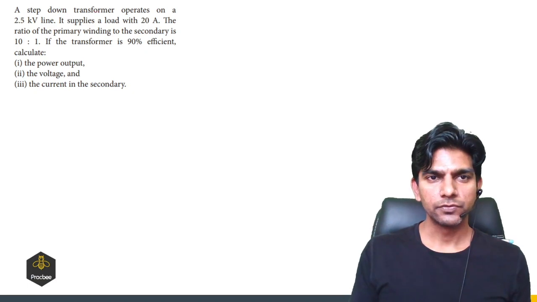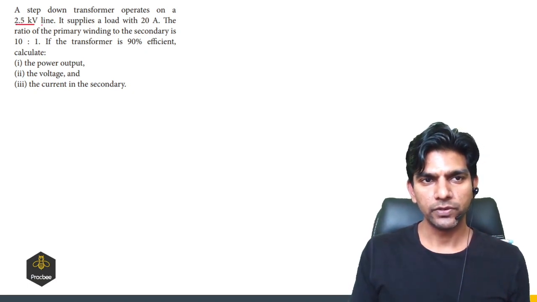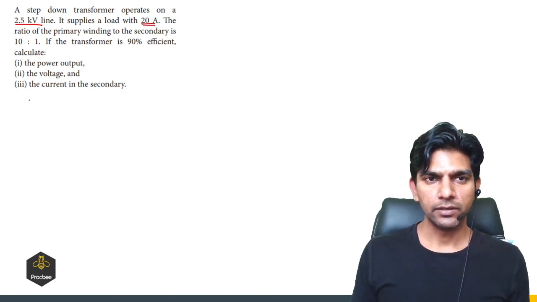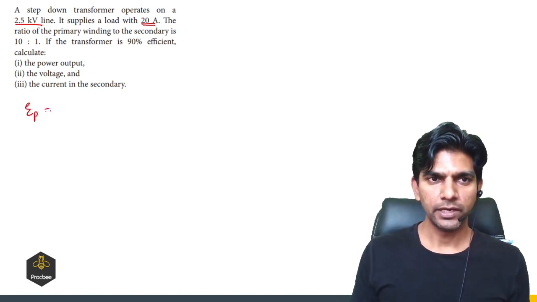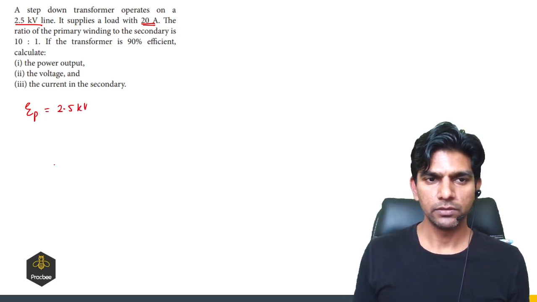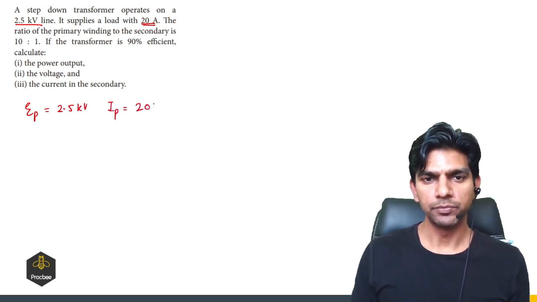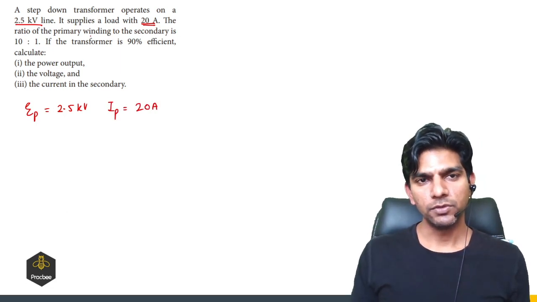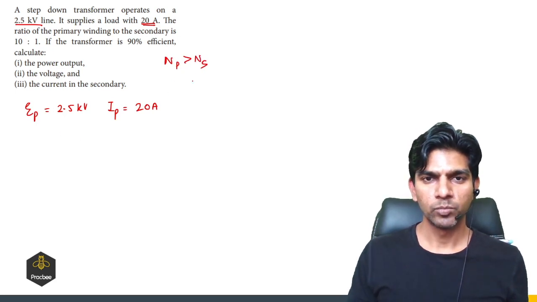A step-down transformer operates on a 2.5 kilovolt line. It supplies a load of 20 ampere. So basically, we have been given EP, that will be 2.5 kilovolt, and IP as 20 ampere. The ratio of the primary winding to the secondary is 10:1. Since it's a step-down, NP will be greater than NS. So we can say NP by NS is given to us as 10.